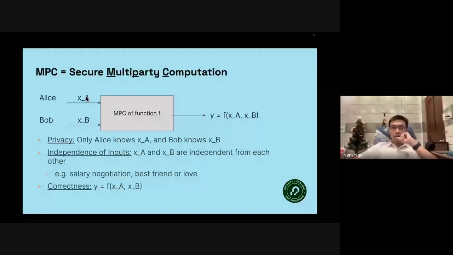We want the MPC to have independence of inputs. So XA and XB are independent from each other when they are used as input into this MPC box. You can think of applications like salary negotiation, or this famous application of best friend or love puzzle solving. The third one you want is correctness. So you want to make sure that this Y is the output of F on XA and XB. All of these three properties compose what is necessary for this MPC box to satisfy.